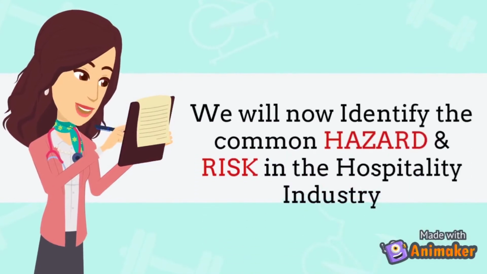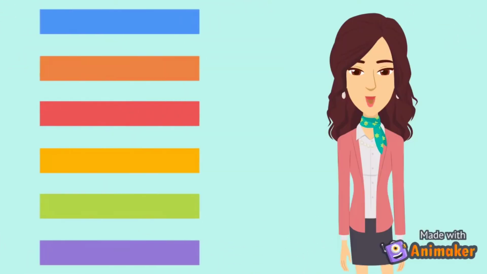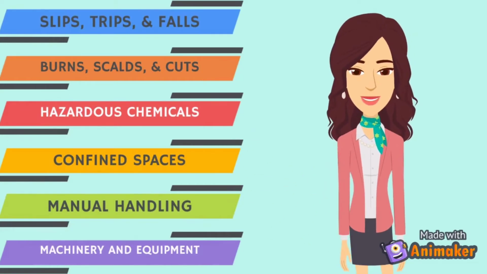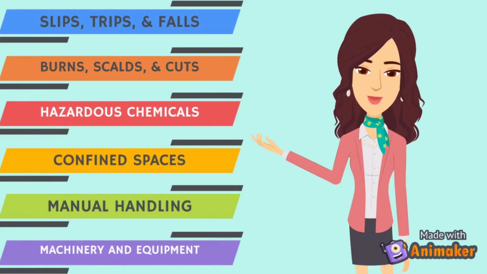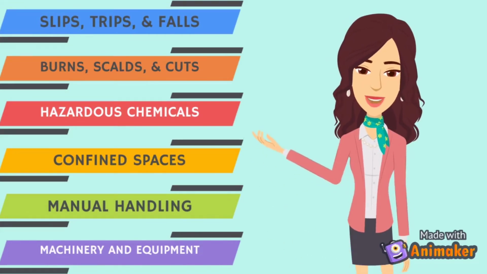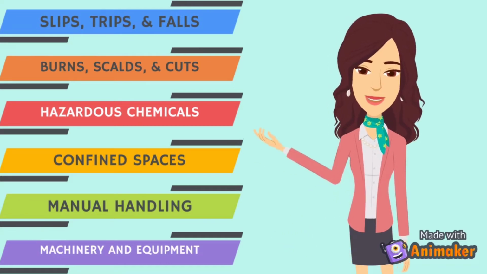We will now identify the common hazards and risks in the hospitality industry. Several hazards can be found in the hospitality industry, but I only choose the 6 most common hazards: slips, trips, and falls, burns, scalds, and cuts, hazardous chemicals, confined spaces, manual handling, and machinery and equipment.